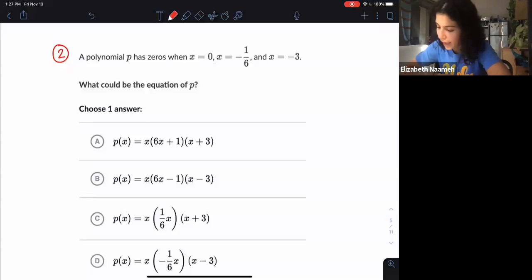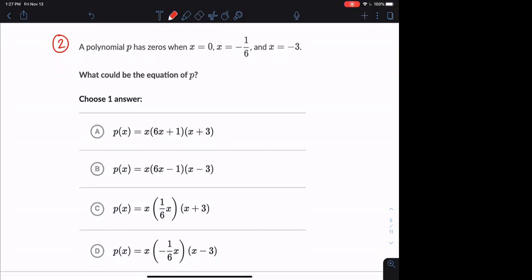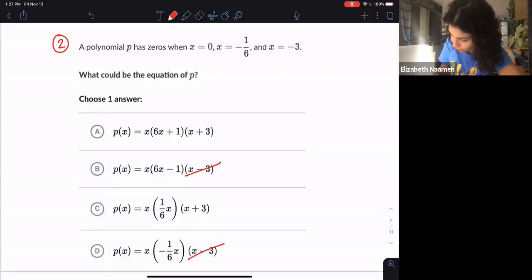Okay, a polynomial has zeros when x equals 0, x is -1/6, and x is -3. So those are the zeros. What could be the equation of P? Which one of these equations would give us those zeros above? Well, let's start with the most obvious one. If I have a 0 of x equals -3, what's the factor that it came from? X plus 3. X plus 3, so that's wrong, that's wrong. I'm going to cross those guys out.